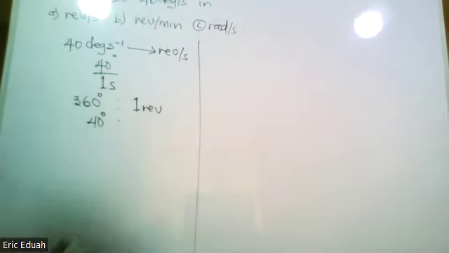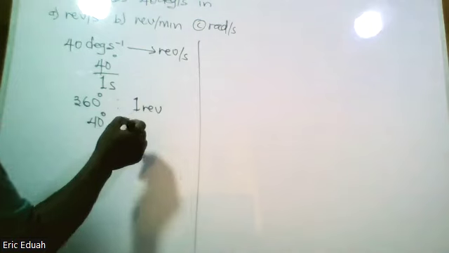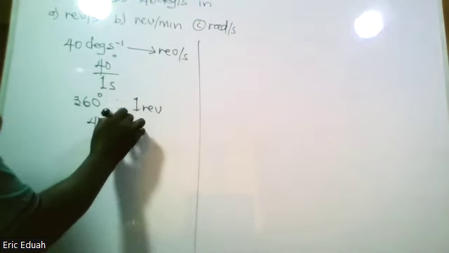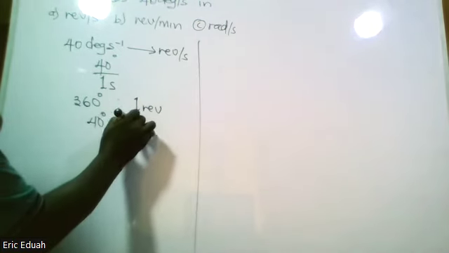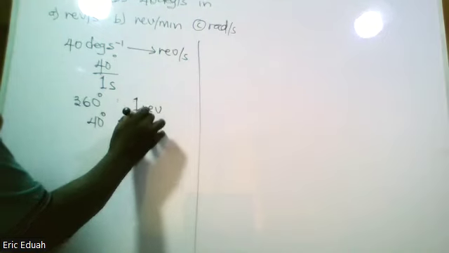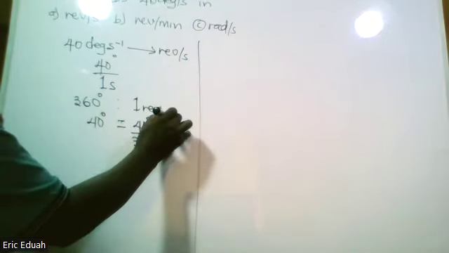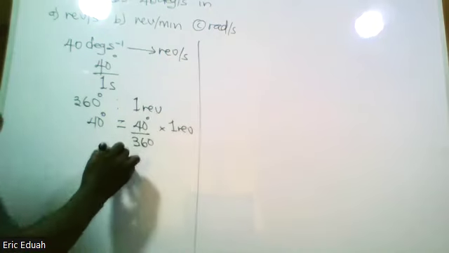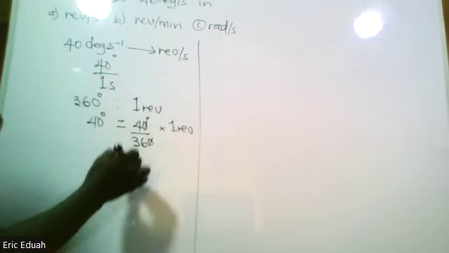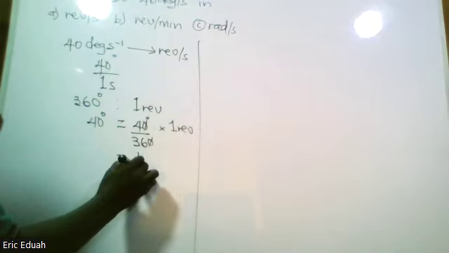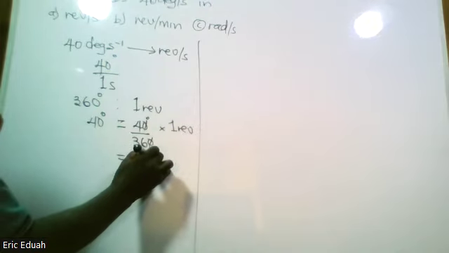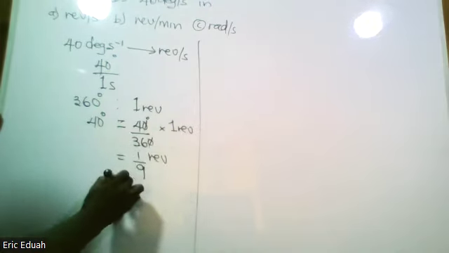Will it be more or less? That will be less. If less, more divide. So this will be equal to 40 degree on 360 by 1 rev. This will give us 1 on 9 rev.